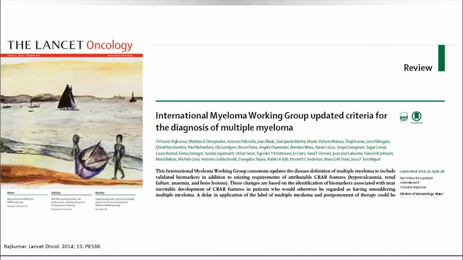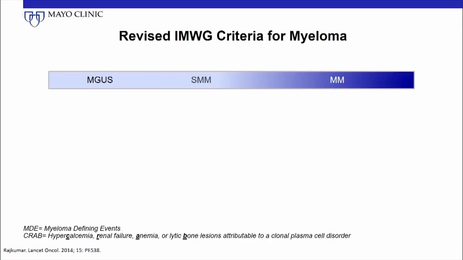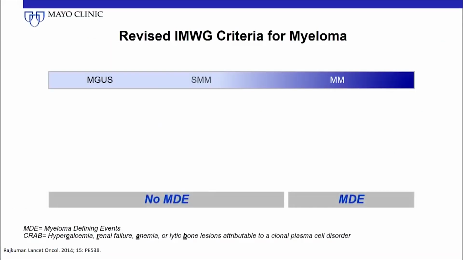First things first, diagnostic criteria. In 2014, the International Myeloma Working Group changed the diagnostic criteria for MGUS, smoldering multiple myeloma, and multiple myeloma. And I want everybody to be on the exact same page in terms of what constitutes each of these three disorders.